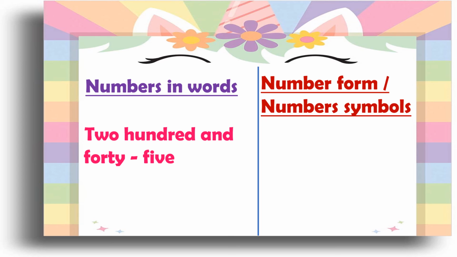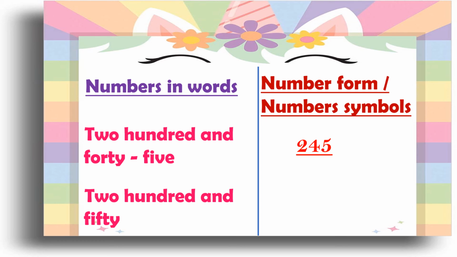Okay, next example is 245. How can you write 245 in number form? You should write like this: 2, 4, and 5. When you read these number symbols and numbers and words as 245.